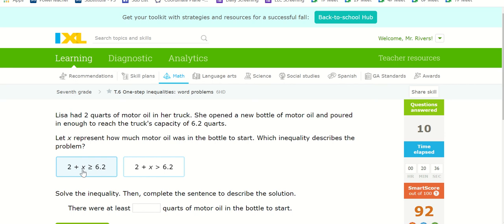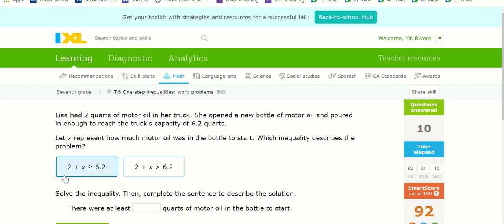Okay, so the left side represents how much motor oil she had, right? So imagine in her truck, she's got these quarts of motor oil, and 2 is what she had, 2 quarts in the truck. She added X to it. She might have had some left over, right? She might have used all of it to reach the capacity, but maybe she had some left over as well. So I don't know. The point is she got to exactly 6.2. So it's going to be greater than or equal to. So how much she has was at minimum 6.2.